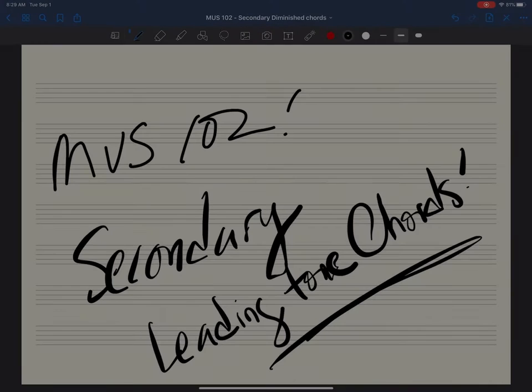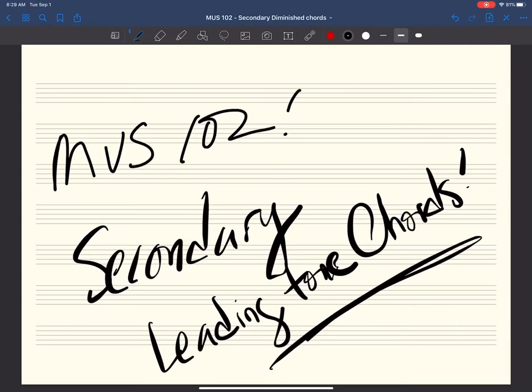Hello, everyone. So today we start the discussion of the other half of chromaticism for Music 102. We've had fives of fives, right? The secondary dominants, as we were calling them, where you have a five of five or five of six, and you're acting like the five chord in another key.